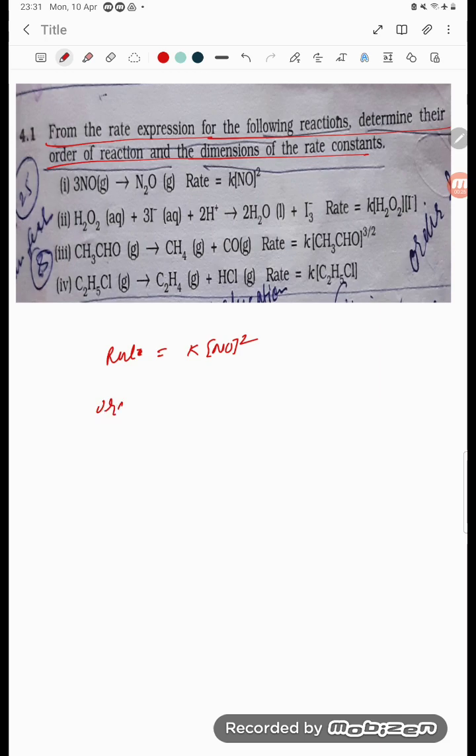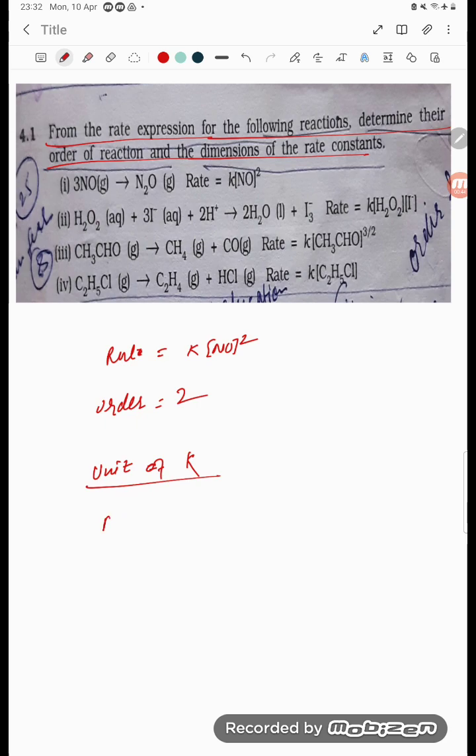So order is what, students? Sum of powers of the molar concentrations of reactants. So here it is 2. So the order is going to be 2. Now, if you are talking about the unit of K, how do we determine the unit of K, students?